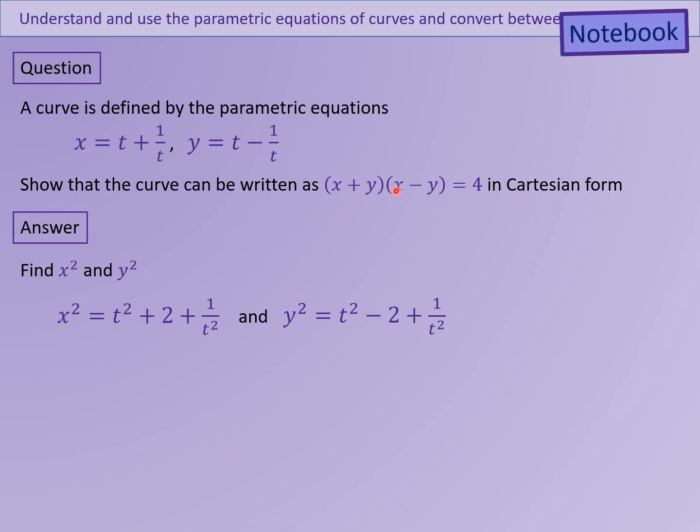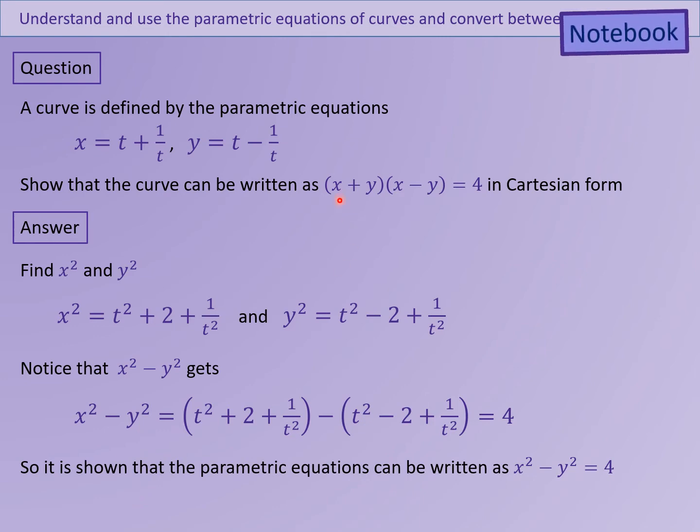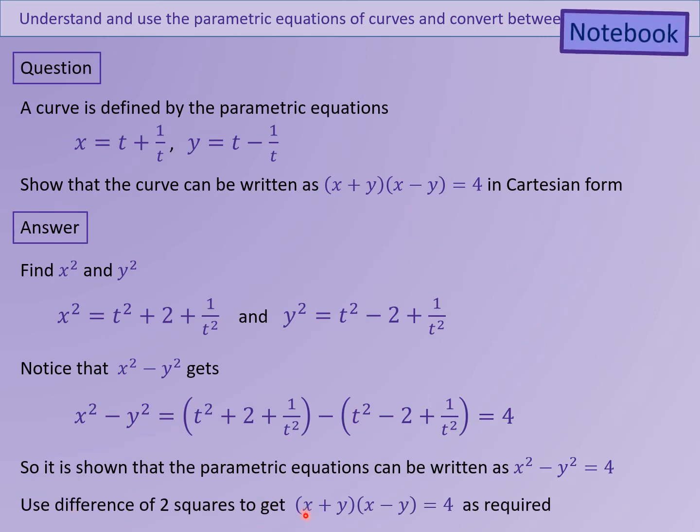So I know that if I expanded these, I'd get an x squared and I'd get a minus y squared. What I also notice is that x squared minus y squared is a difference of two squareds. So really, x squared minus y squared, I could write like this. t squared, which is just that one, take away that one. And what does that become? 4. But what's another way of writing x squared minus y squared? Well, I could write that in the case of this one, x plus y and x minus y. So using the difference of two squareds, x plus y, x minus y equals 4.